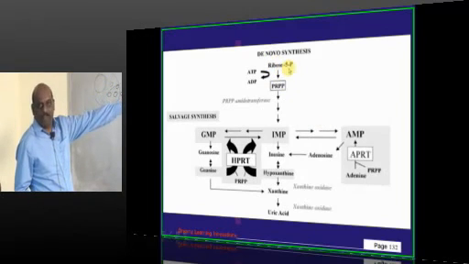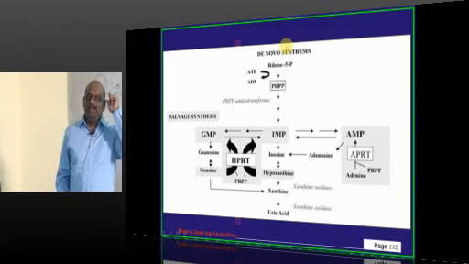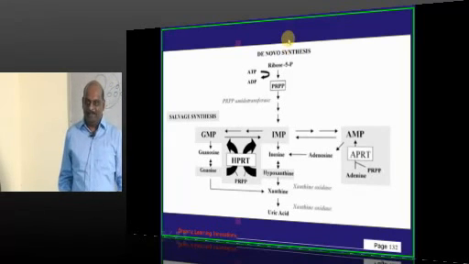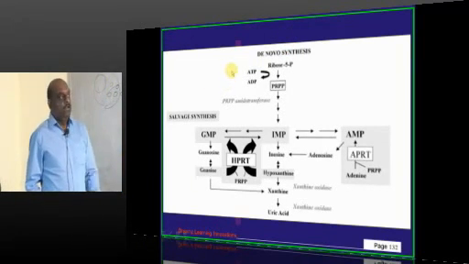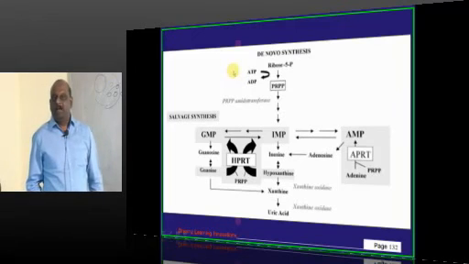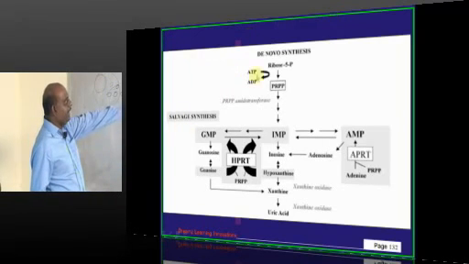Yaha ribose 5 phosphate se shuru ho rahe. Ribose 5 phosphate, how will you get it? You will get it in the HMP shunt, hexose monophosphate shunt. Okay, so let me tell you, biochemistry mein purine pyrimidine pathway, favorite question, topic of the examiner. We have discussed all that, available in the online video library.